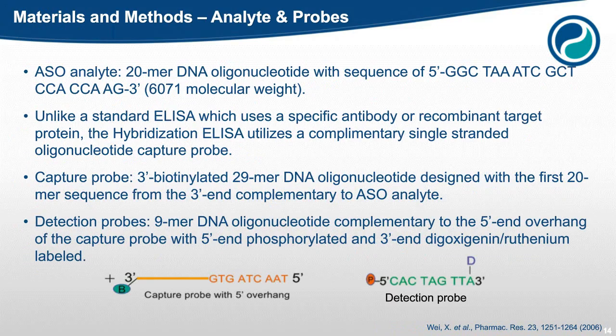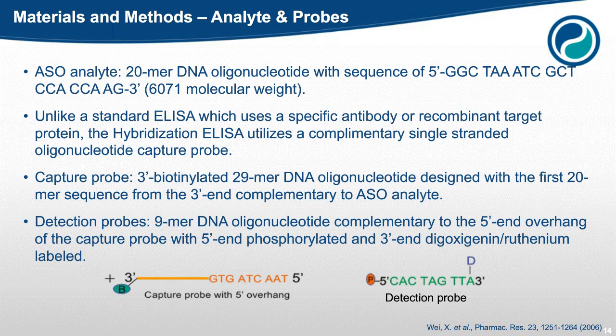The model ASO analyte we used here is a 20 nucleotide DNA fragment. Unlike a standard ELISA, which uses a specific antibody or recombinant target protein, the hybridization ELISA utilizes a complementary single-stranded oligonucleotide capture probe. The capture probe here is a 3' biotinylated 29-mer DNA fragment, which was designed with the first 20-mer sequence from the 3' end complementary to the analyte.